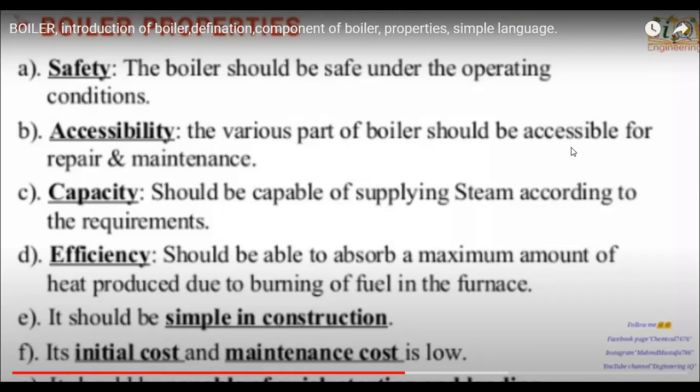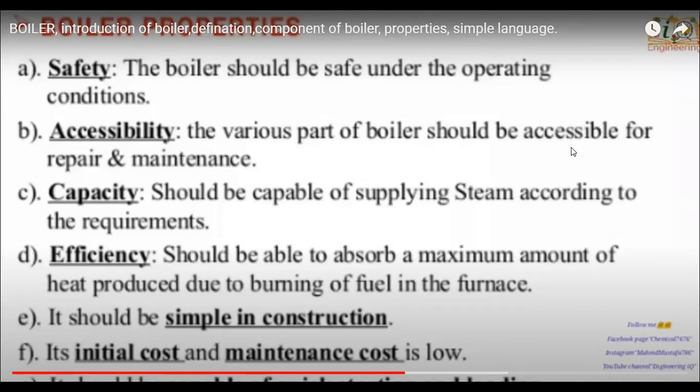What is the efficiency? It should be able to absorb the maximum amount of heat produced due to the burning of fuel in the furnace. The meaning of this is that the fuel in the furnace is completely utilized, means the combustion of fuel is fully utilized. We need fuel which easily ignites and completely burns out in the combustion box or combustion chamber.